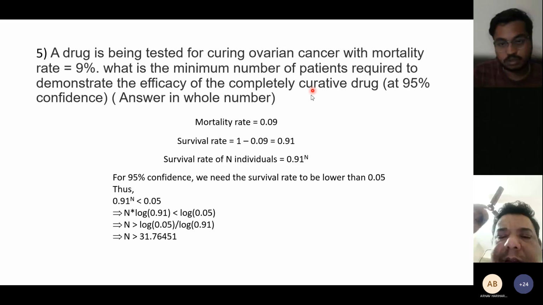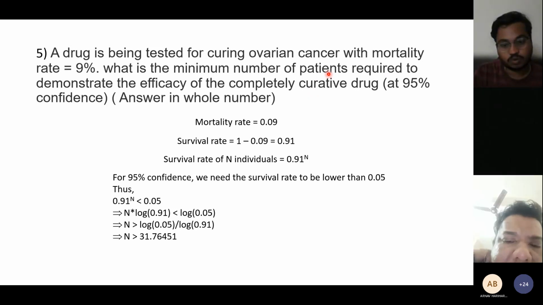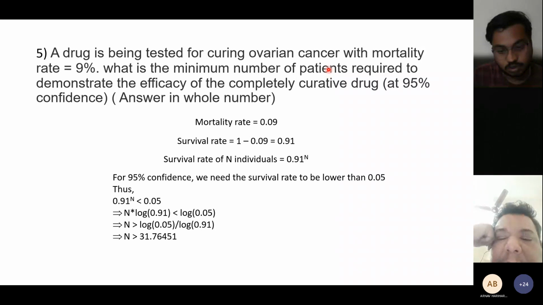Sir, where did this question come from? This is a previous year assignment, 2022. Sir, where did the equation 0.91 to the power n is less than 0.05 come from? That is what I'm asking.